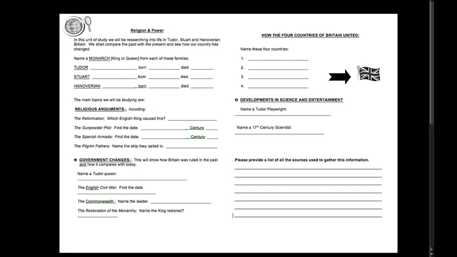At the end of the sheet, could you please provide a list of all the sources used to gather the information you have provided in this activity? If it's books, I require the author and the title. If it's a website, I require the web address. If it's a person that you have asked, I want you to provide their name, please.